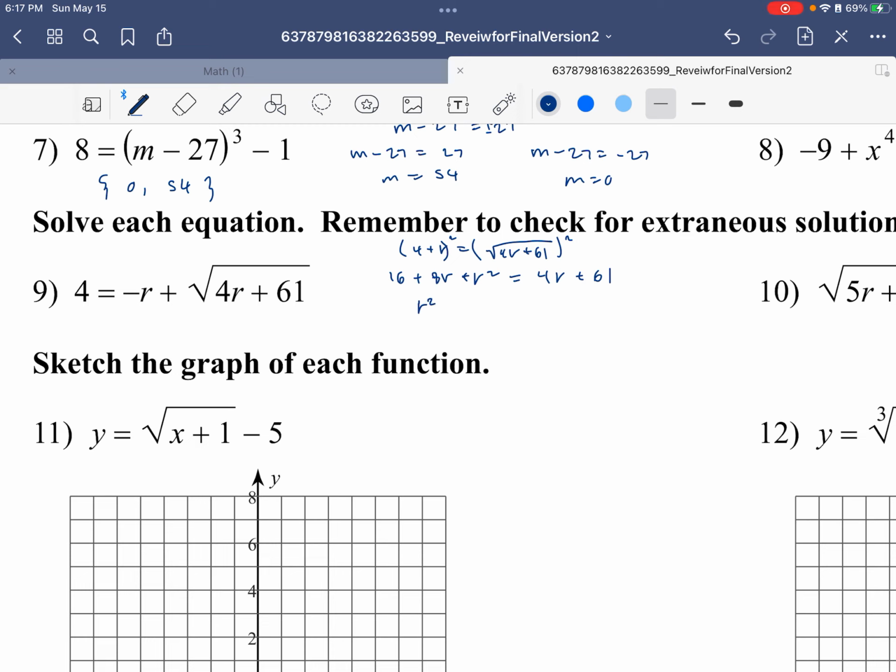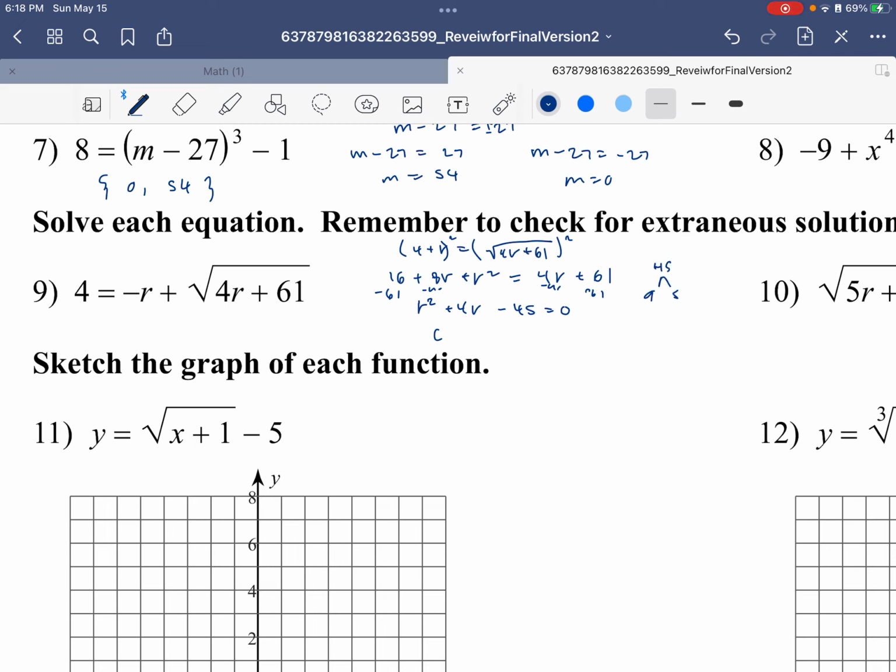Let's combine like terms, so I'm going to rewrite really quick. So r squared, and then minus 4r on both sides, so we have plus 4r, and then minus 61 on both sides. I think that'll give us minus 45. Okay, so this is our rewritten equation: r squared plus 4r minus 45 equals 0. And we can factor this. Think about factors of 45.